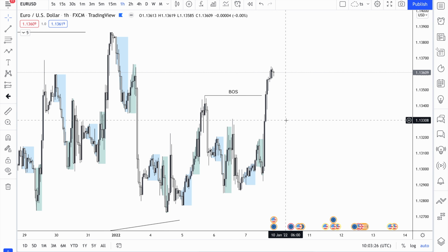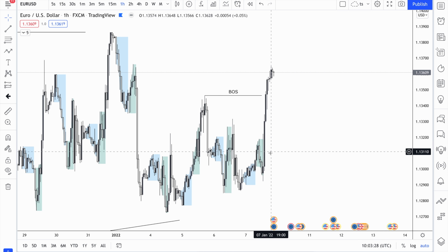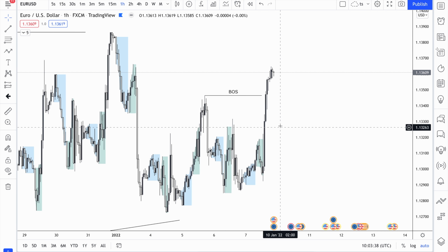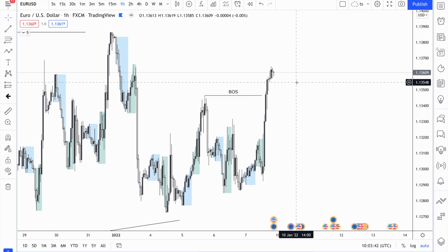So we could be looking for a pullback down to somewhere around here because we've got quite a bit of imbalance here. So we've still got some imbalance along here in this area. Got a little bit between these two wicks as well. So we do have some reasoning for price to pull back lower.